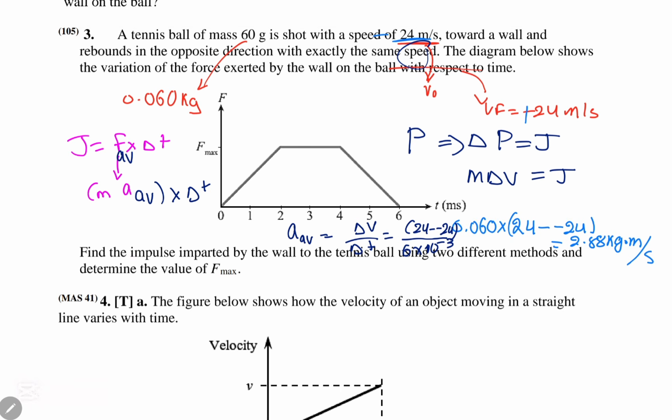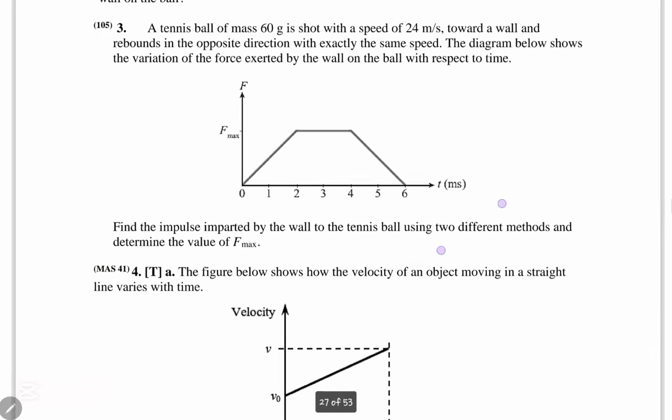How did I know the time? I look at my graph. I start at 0, I end at 6 milliseconds, which is 6 times 10 to the minus 3 seconds. So I will get 8,000 meters per second squared. So this is the acceleration. So now the impulse, J, is going to be 0.06 times 8,000 times the change in time, which is 6 times 10 to the power of minus 3. So I got it to be 2.88 kg times meter per second. Okay, that's it for 4.1.